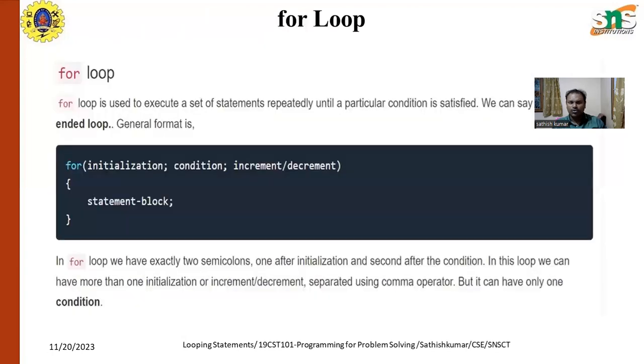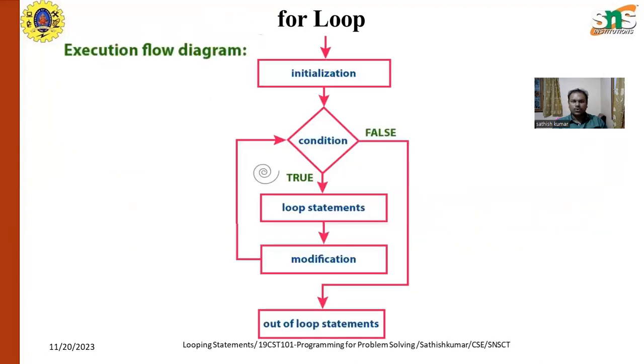Next is the for loop. The for loop has initialization, condition, and increment or decrement together, and in that statement a block is executed. This is the execution flow diagram. Same way, initialization, then condition. If the condition is true, the loop statements execute, and any modification we can do after that. False means it comes out of the loop.